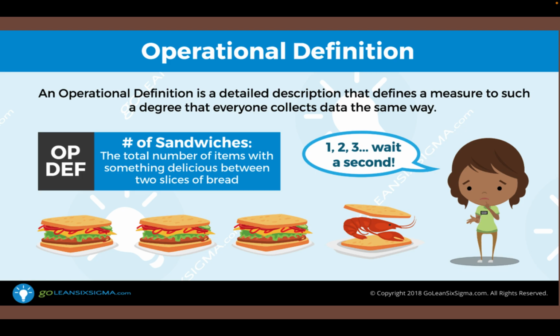An operational definition is a detailed description that defines a measure to such a degree that everyone collects data the same way. The number of sandwiches, the total number of items with something delicious between 2 slices of bread, does that fit? Sure, you got this sandwich, this sandwich, this sandwich. Is that a sandwich? And the answer is yes, it is, because it's something delicious between 2 slices of bread. Well, I don't like lobsters, but if you like lobsters or crawdads or whatever that is, could be a shrimp, I guess. Big one.